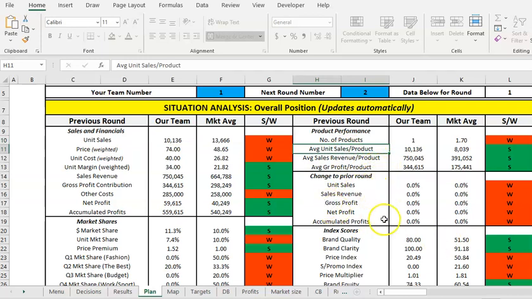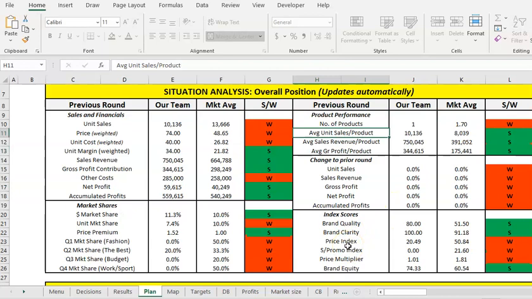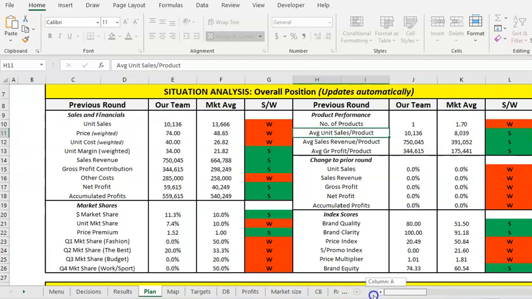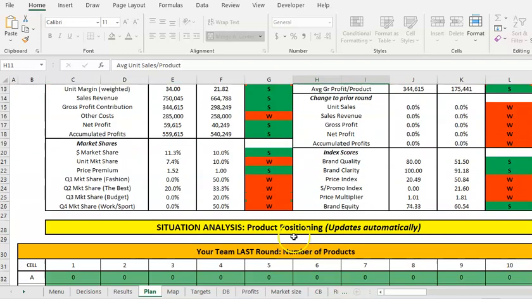Okay, and then we've got have we improved? Okay, so that hasn't populated yet because it's early in the game. And then we've got our various index scores, which is a key part of what we're looking at. So it gives them the strengths and weaknesses straight away. Over the side, there's a couple of graphs that are produced on here as well.